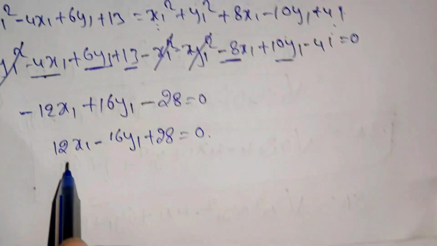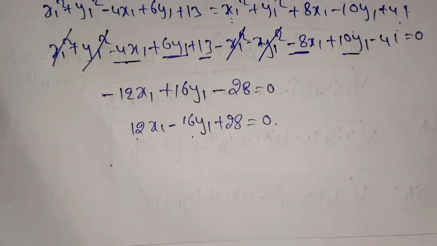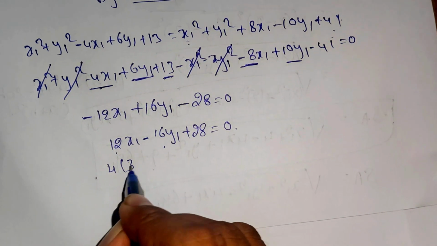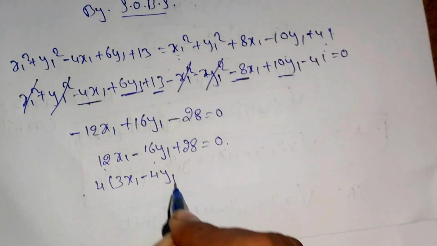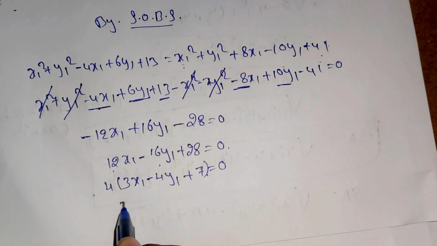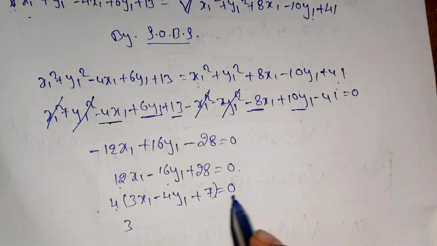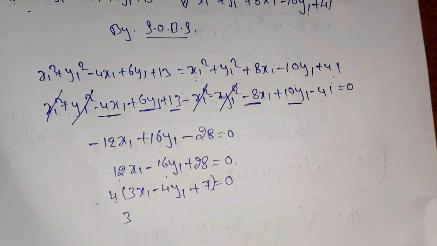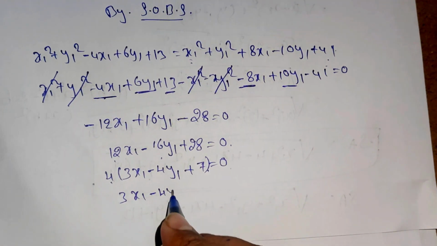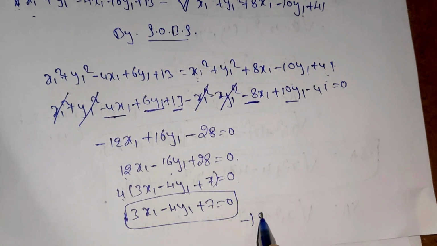So here 4 will be the common factor. 4 3s are 12, 4 4s are 16, 4 7s are 28. Now 4 will be common from the equation. What we get: 4 into 3x1 minus 4y1 plus 7, equal to 0. So the 4 will be sent to the right side of the equation; 0 divided by anything is 0, so it is not important to write. What is the remaining equation? We have 3x1 minus 4y1 plus 7 equal to 0. So this is said to be equation number 2.